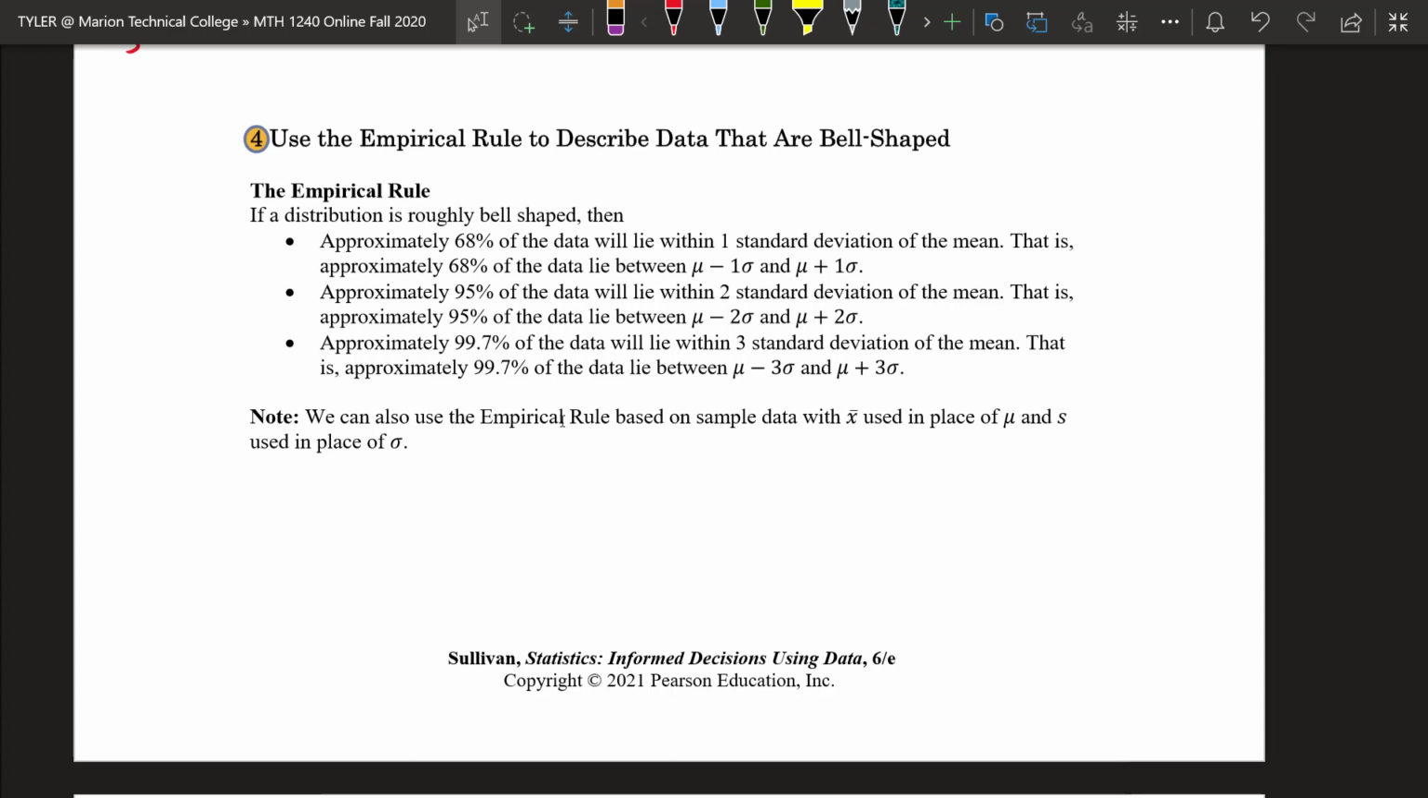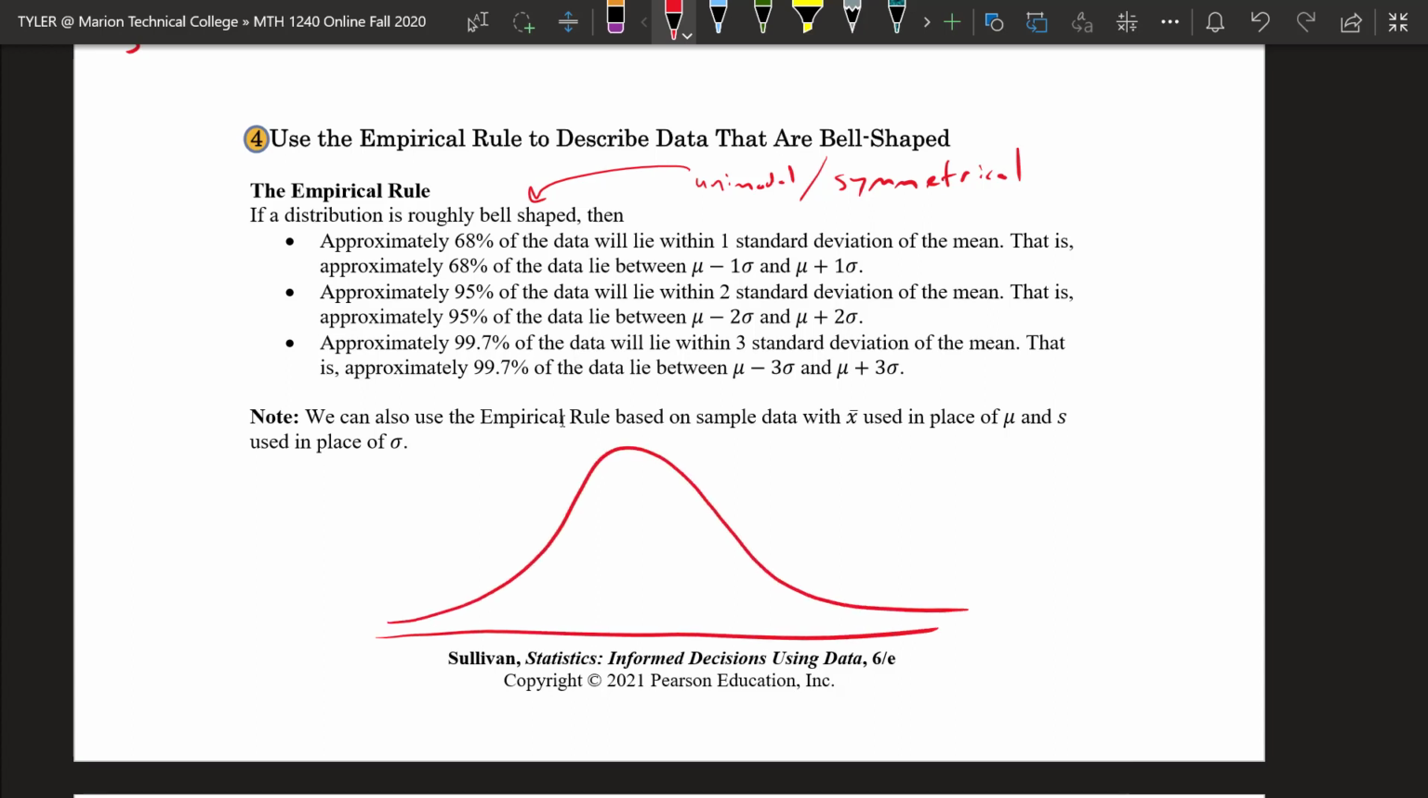All right, so the next thing to talk about is called the empirical rule. If a distribution is roughly bell-shaped, then the following is true. Remember that a bell shape is unimodal and symmetrical. Unimodal means there's one mound, and symmetrical means it's symmetric. So the bell-shaped curve looks like this, where you've got one mound and you have symmetry. So this is bell-shaped.